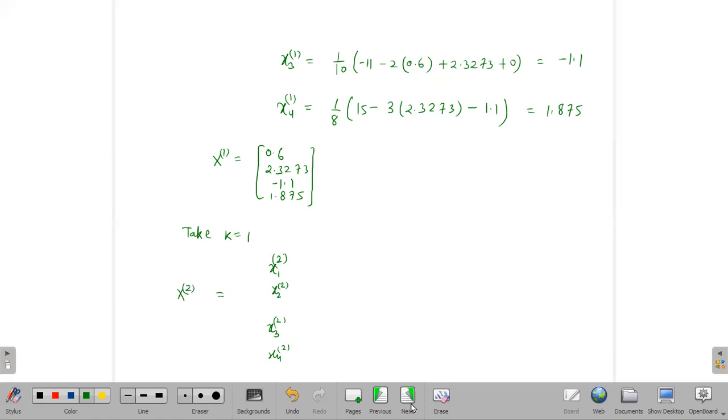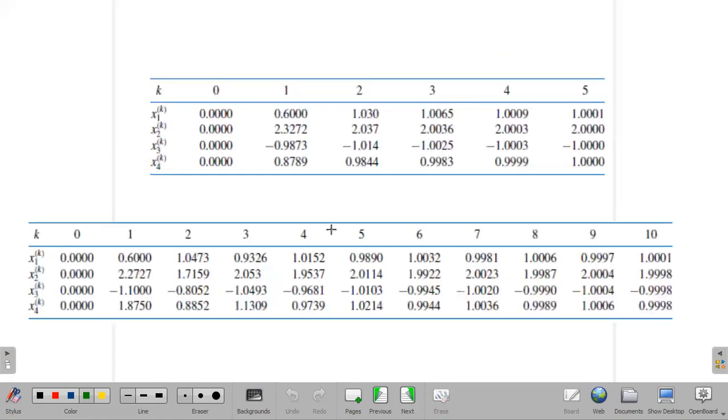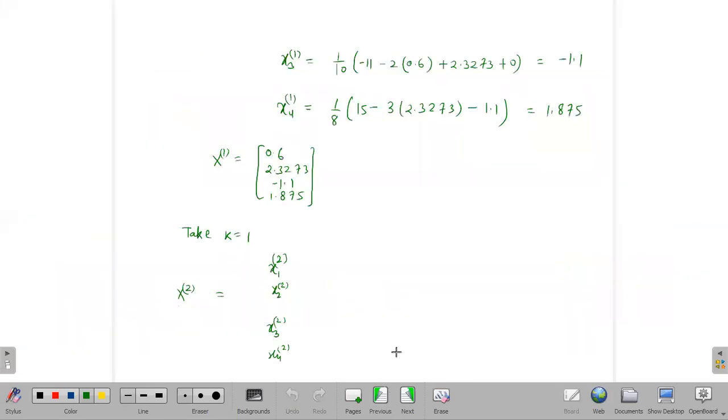So how to make a table? I can show you the table. This is the table using Gauss-Seidel method. This is the first iteration I got. Then again apply the procedure, and you will get the second iteration. So here, can I move on to the next slide?